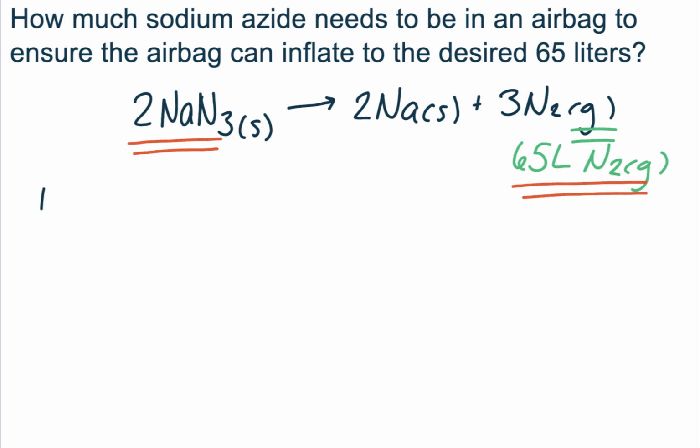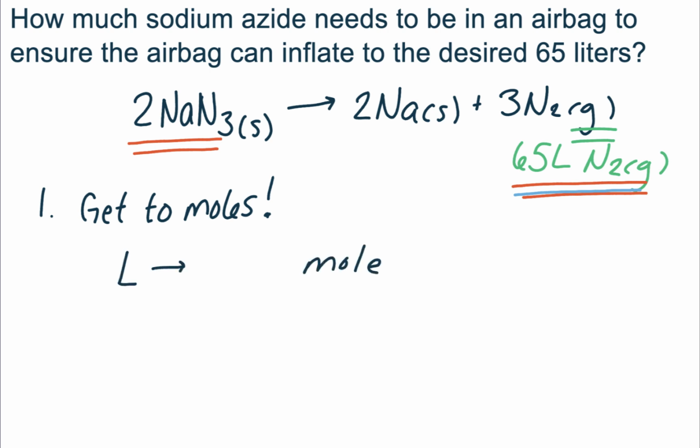So the first step of stoichiometry is get to moles. The only compound that we have enough information about to get to moles is nitrogen, and that is because it's the only compound that we have any information about at all. So we have 65 liters, and we need to eventually get that to moles. Right now, we're pretty comfortable going from grams to moles. The question is, can we go from liters to grams? And the answer is yes, of course. We just need the density.